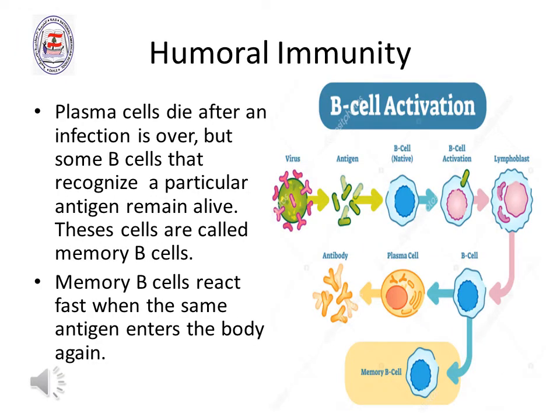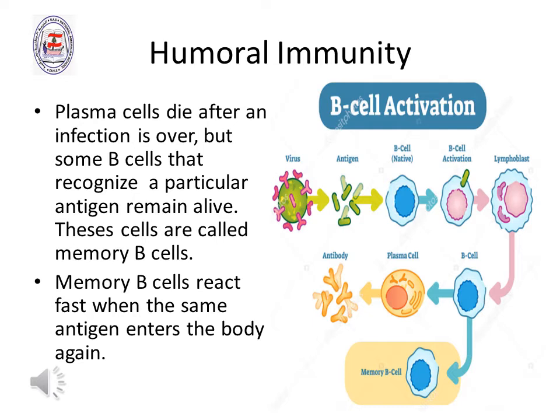Plasma cells die after an infection is over. But some B cells that recognize a particular antigen remain alive. These cells are called memory B cells. Memory B cells react very fast when the same antigen enters the body again.